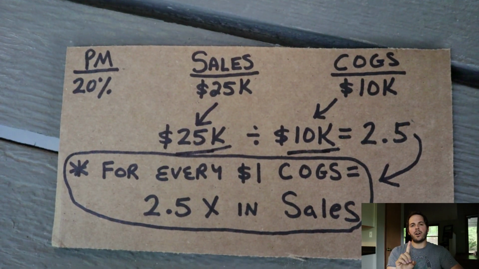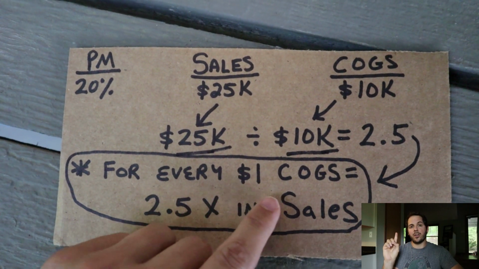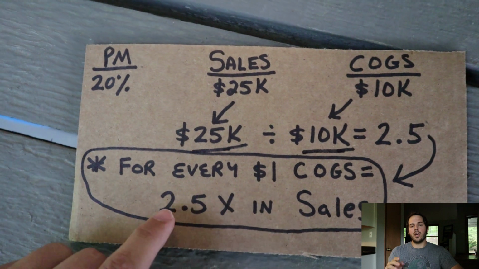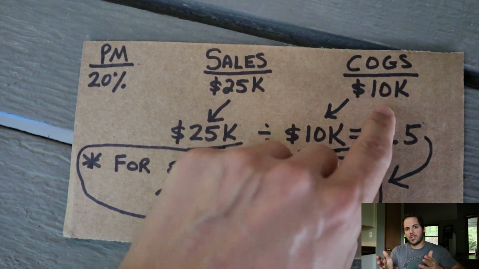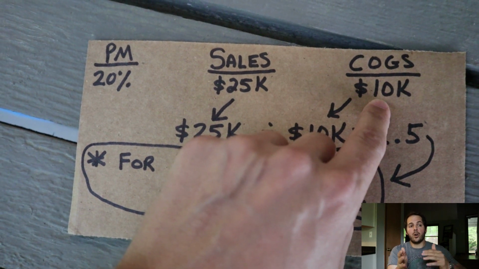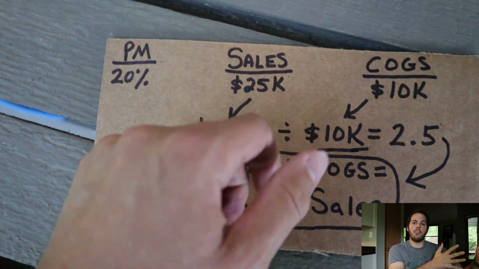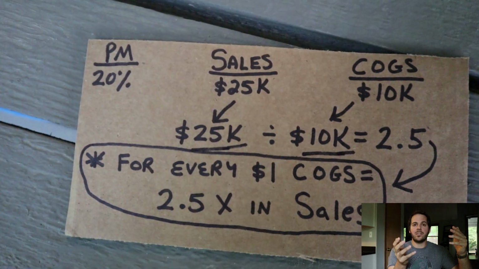So that means for every $1 I spent on goods, my sales were 2.5 times that. Like for this example, $10,000 a month on cost of goods sold equated to $25,000 a month in sales. 10,000 times 2.5 equals 25,000. So we're gonna hang on to that multiplier and show you why that's valuable in the next step, where I give you a real life profit projection goal.